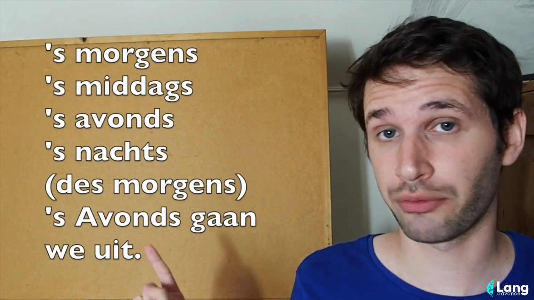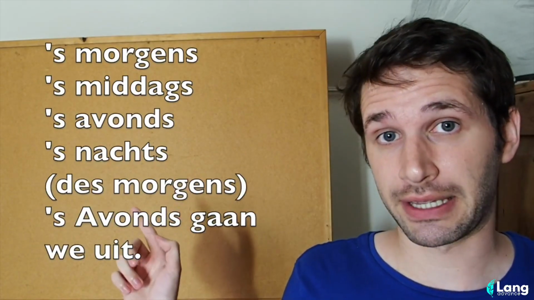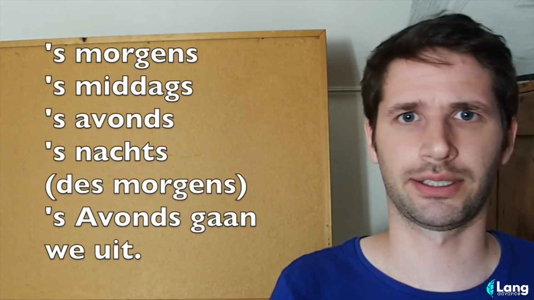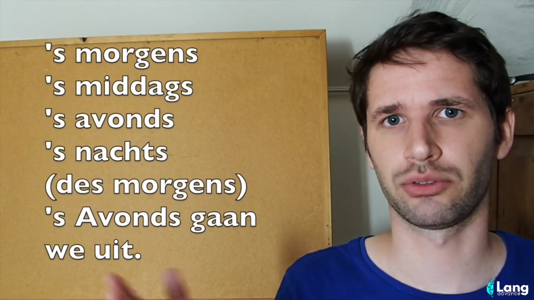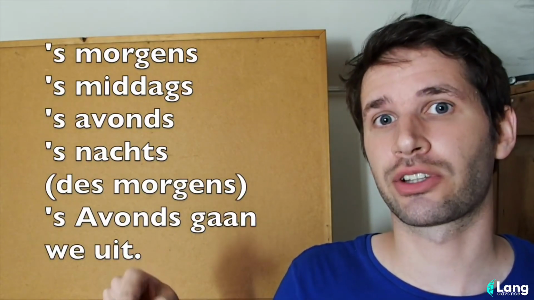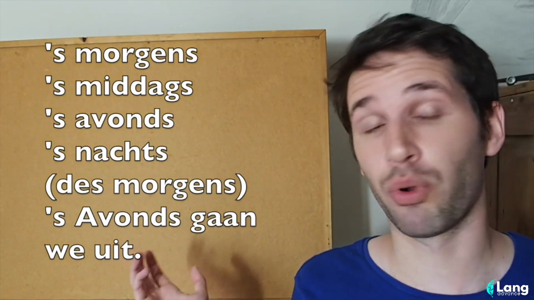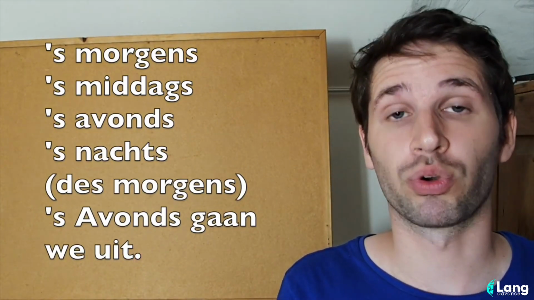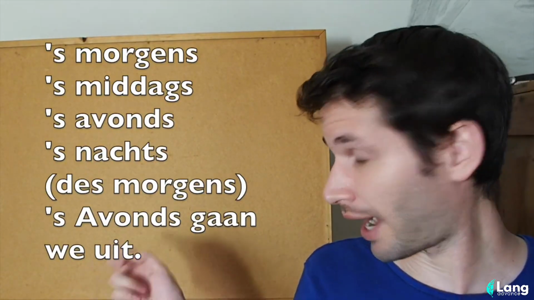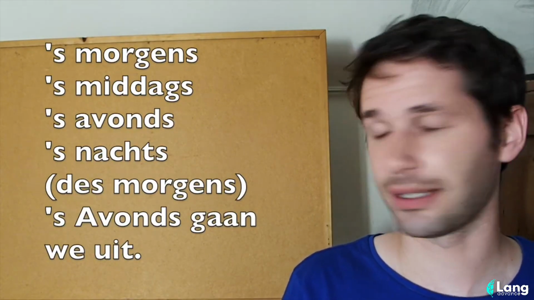However, what you do have to remember is that if it's in the beginning of a sentence, and these words are quite often in the sentence because you start, in the morning I did this, in the evening I do that, then the capital is not with the S, it's with the letter that comes afterwards. So for example, 's avonds gaan we uit, in the evening we're going out. You see there, S, A, it's the A that's in the capital, not the S. So mind that as well.